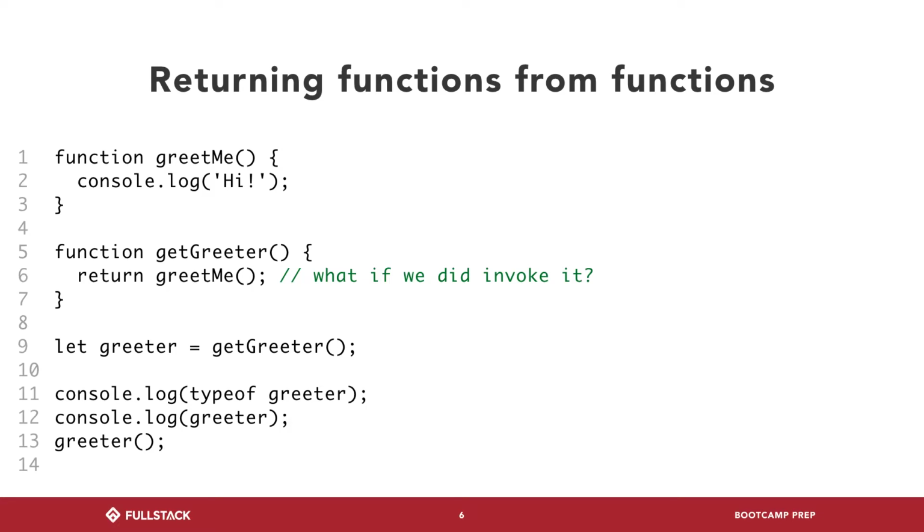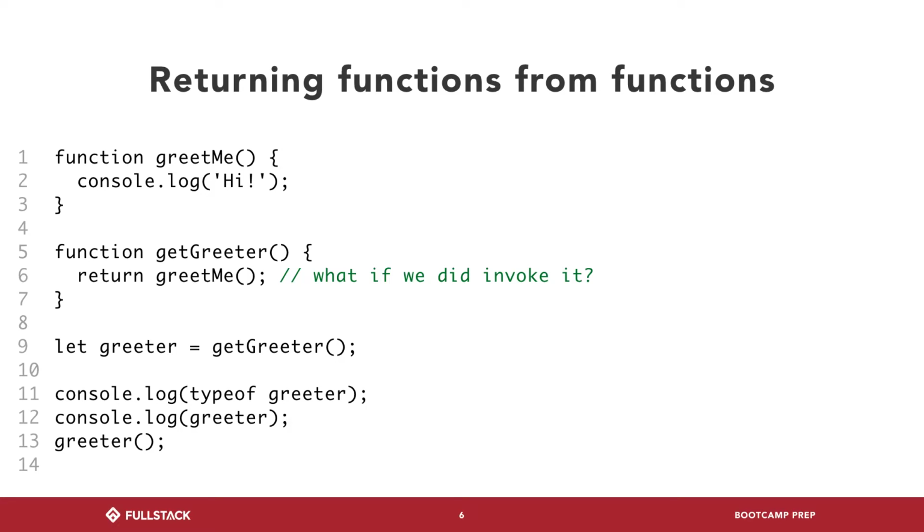But yeah, so the greet me function on lines 1 through 3 doesn't return anything. We don't tell it to return anything. So by default, it's going to return back undefined. So on line 6, return greet me invoked becomes return undefined, right? And so then the question becomes, well, great, what are we returning undefined to in getGreeter? We return it to whoever called getGreeter.